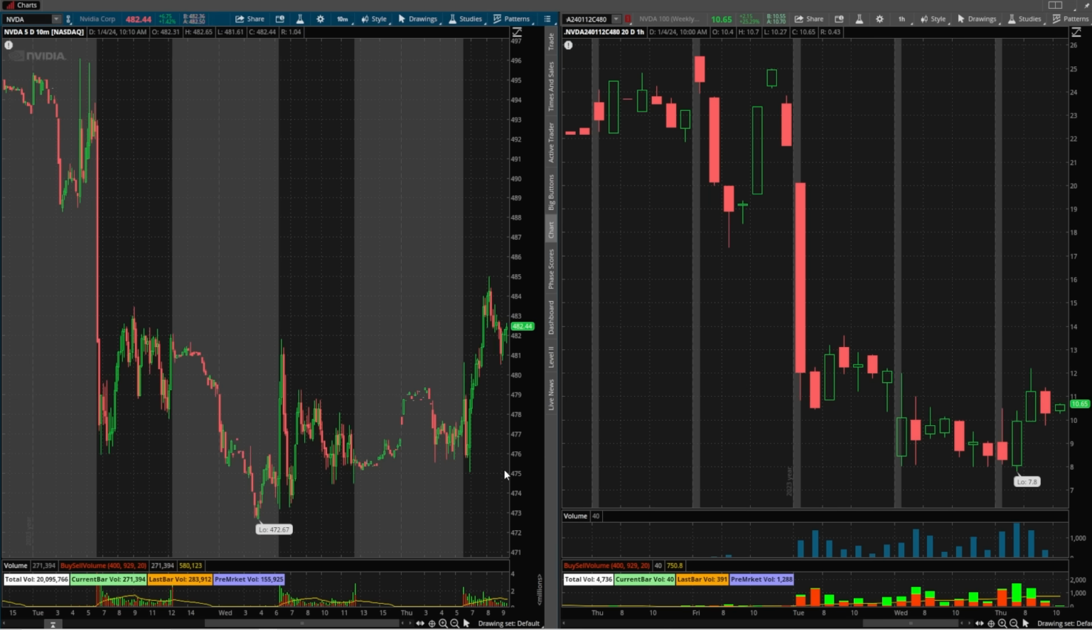So this would be a good opportunity to dip buy Nvidia based on your time frame and your rules. That's how you pick your expiration. That's how you pick your strike. If you want to see a video going over how to pick strikes and expirations, let me know in the comments and I can make a video going over just that specifically.